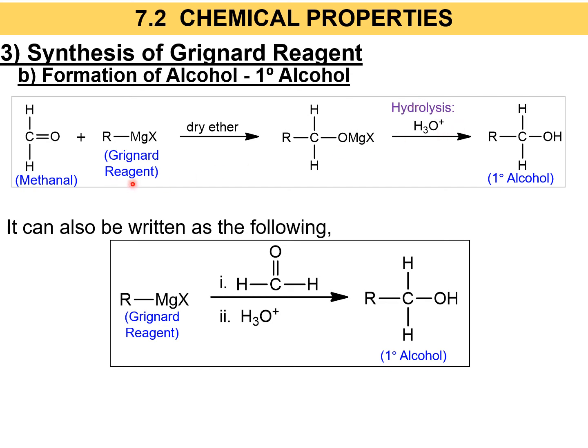Kalau Grignard reagent dia react dengan methanol dulu, okay, kena ada kehadiran dry ether. Lepas tu nanti kamu akan dapatlah organometallic compound like this. Lepas tu buat hydrolysis baru dapat primary alcohol. Or it can also be written as the following. Okay, where this is your Grignard reagent, and then the first reagent yang you kena react with is methanol. So this is methanol. Second one dia akan buat hydrolysis, and terus akan dapat primary alcohol.